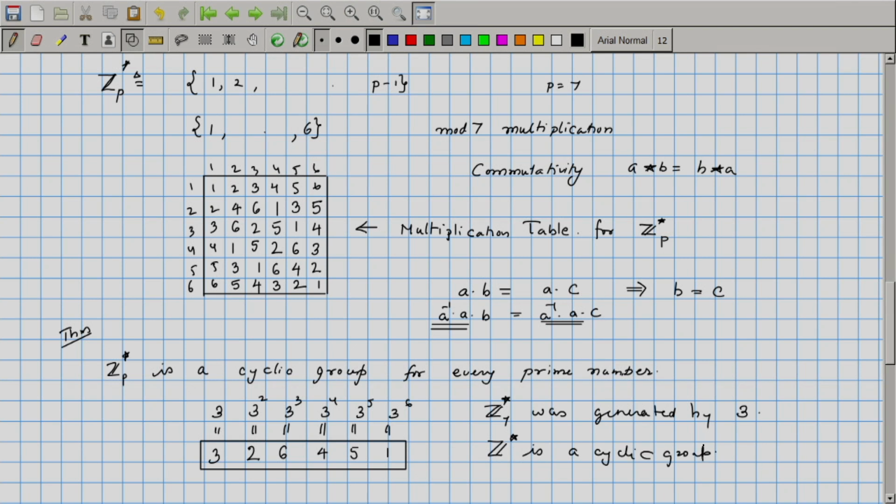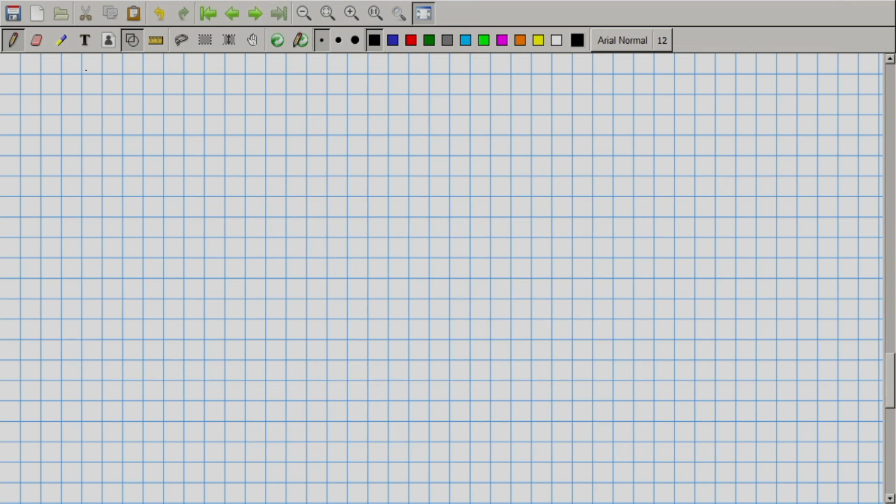Okay. So, this is not in general true for an arbitrary group, but every group which is obtained from a prime number in this format is going to be a cyclic group. Okay. So, this is a theorem that we will need. And we will also require a couple of other theorems.